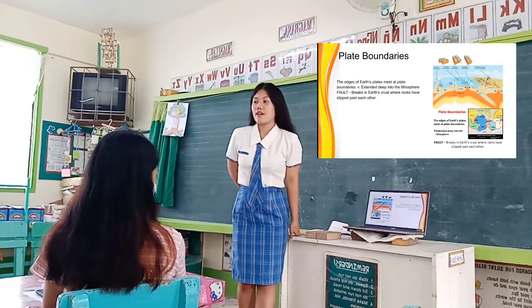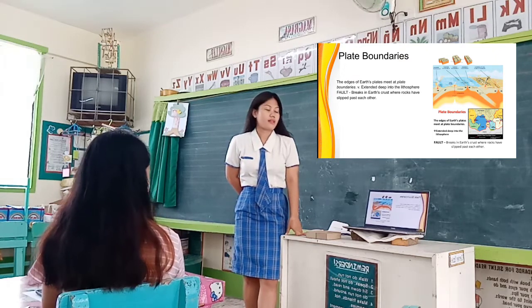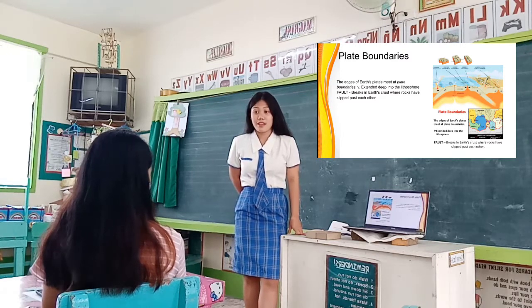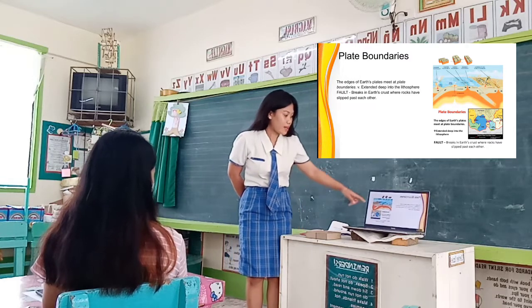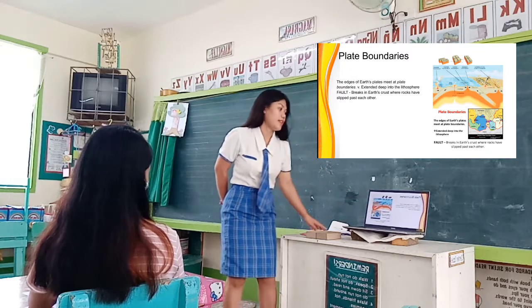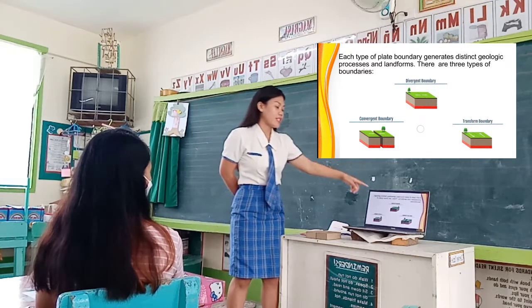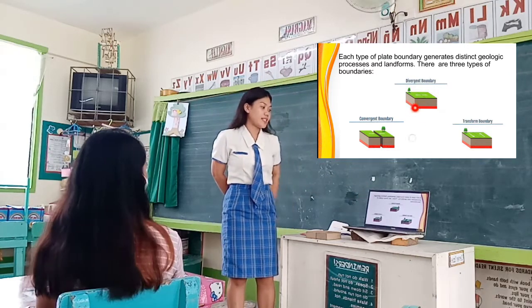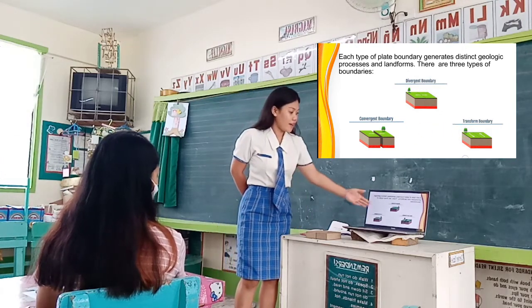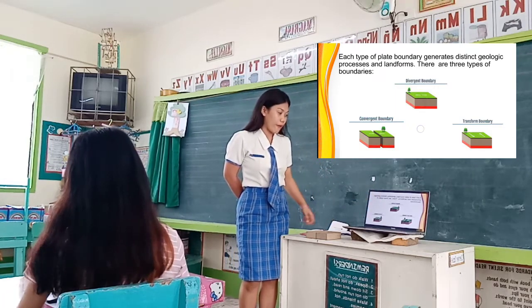Did you experience earthquakes, right? Yes. As they said, if you are near or in the fault line, it is very dangerous because that is where two plates meet. That's called the fault here. Each type of plate boundary generates distinct geologic processes and landforms. These are the three types of boundaries: the divergent boundary, convergent boundary, and the transform boundary.